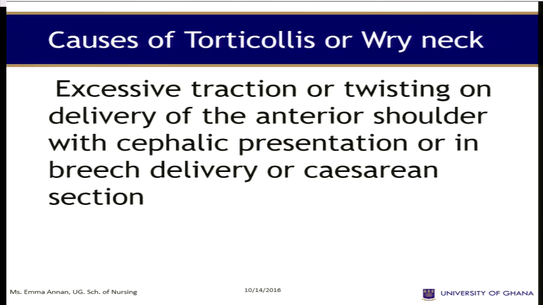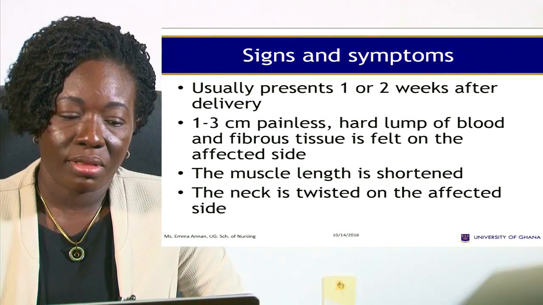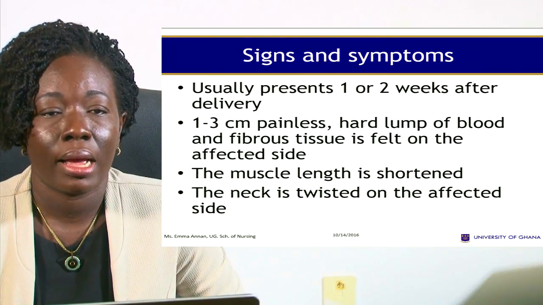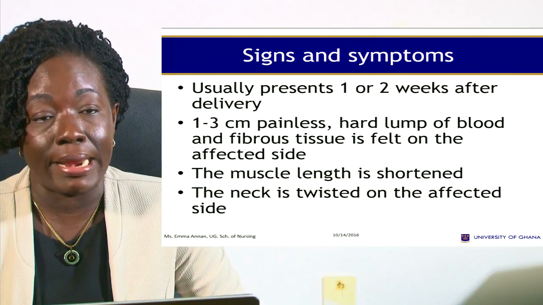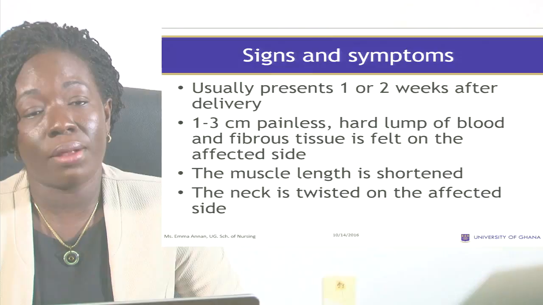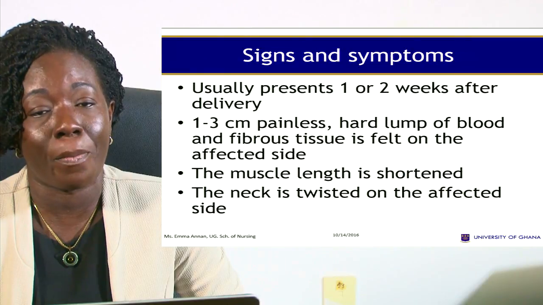Causes of torticollis are excessive traction or twisting on delivery of the anterior shoulder with cephalic presentation, or in breech delivery or cesarean section. When there is excessive twisting of the anterior shoulder, it can lead to torticollis. Signs and symptoms include a swelling usually present 1 or 2 weeks after delivery, 1 to 3 centimeters, but it's not painful.